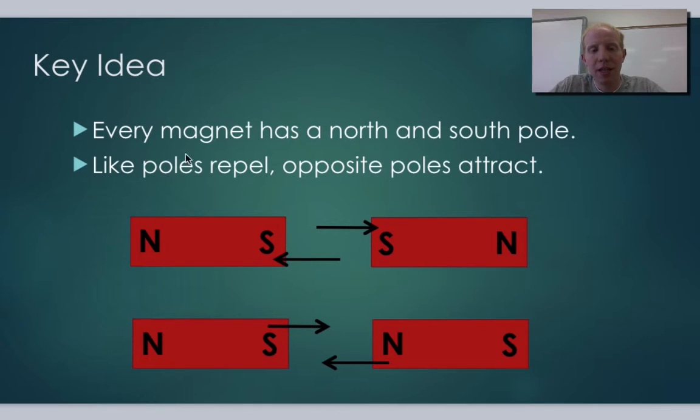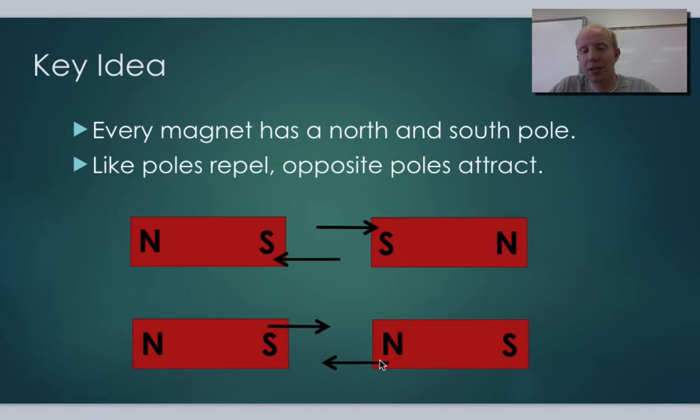So every magnet, instead of being positive and negative, we describe it as north and south. That comes from the idea that the Earth had a north and south pole, and the first magnets were used for compasses, so there was a north side of the magnet and a south side of the magnet. Just like with electrons, like poles repel and opposite poles attract. If you put a south and a south together, they'll push away from each other. If you put a south and a north together, they'll come together.